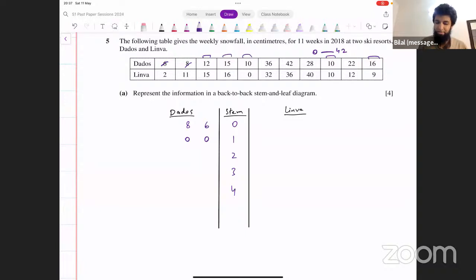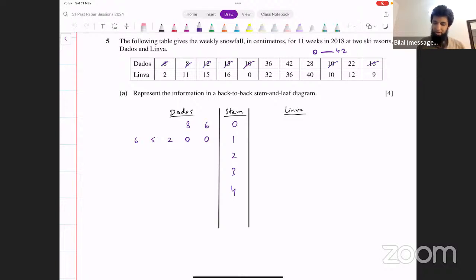Okay, so we have 2 10s and then we have 12, 15, and 16. So that means you have 2, 5, and 6 here. And then similarly for the rest of the data. Now let me do the rest of it quickly. So you have 12, 15, 10, 10, 16 done. Yeah, so we're done with them.